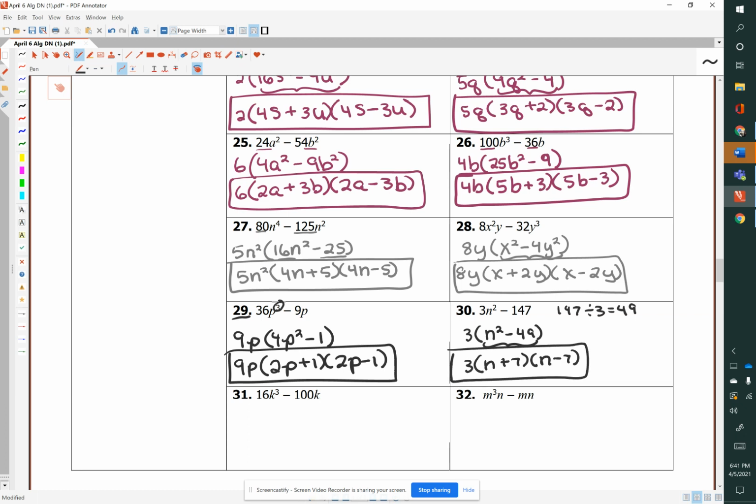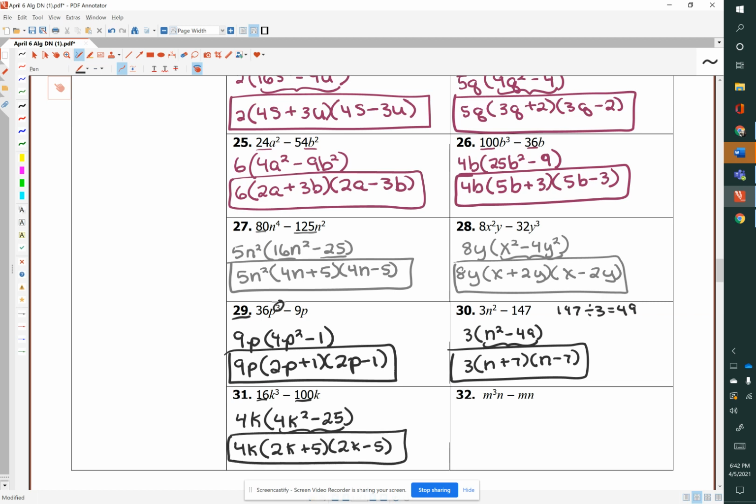For number 31, we need to factor out a k for sure, and let's factor out a 4. So then we can have a 4 here and a 25 here. So 4k comes out, which gives us 4k squared minus 25, because we factored the k out. So we do have a difference of squares. So we have 4k times the quantity of 2k plus 5 times the quantity of 2k minus 5 as our final answer.